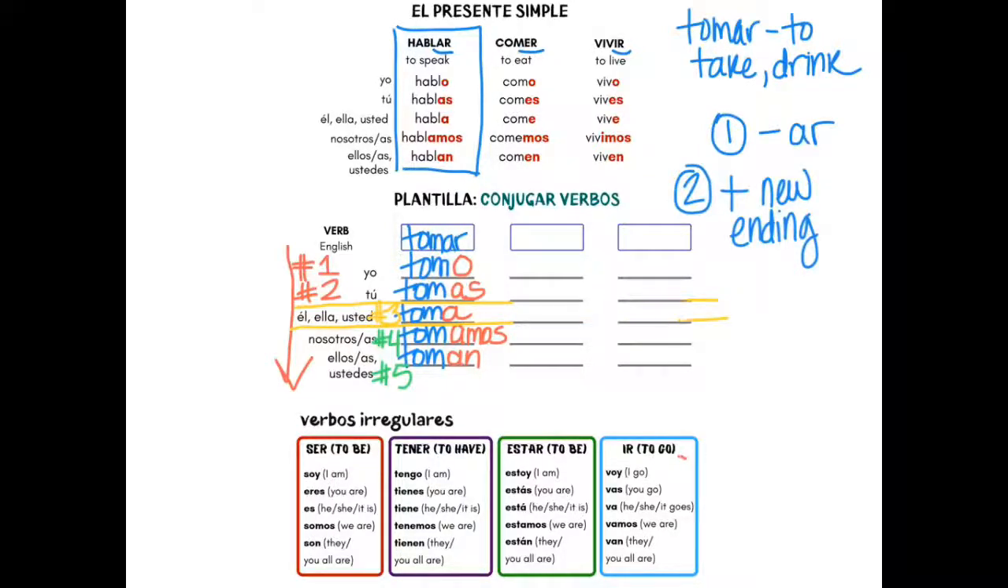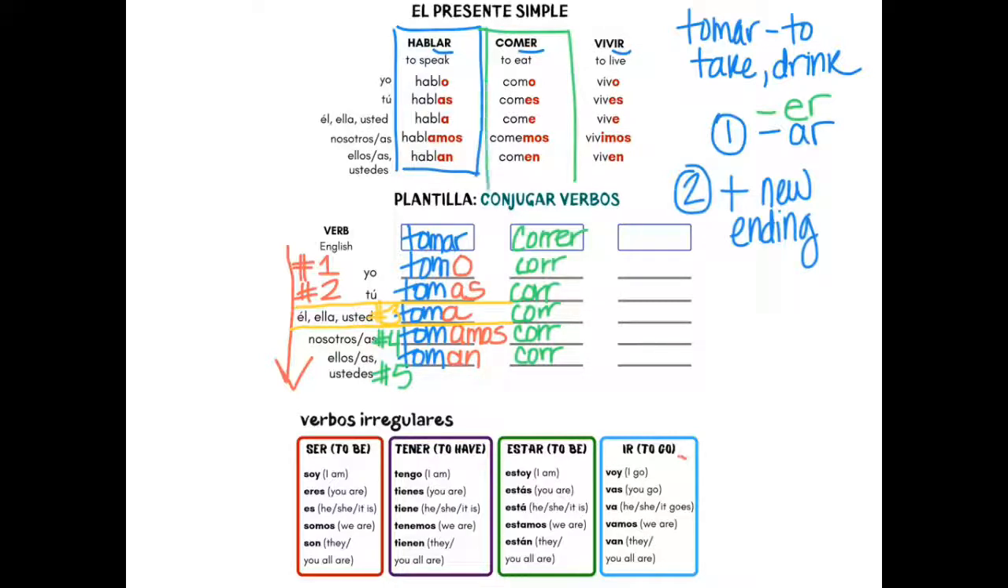Now just to practice, I'm going to show you 2 more common regular verbs. And how about we do correr, which means to run. So again, I'm going to take off my ending. My ending is now an ER, but I'm still going to take off the ending, and I'm left with the stem, my root, cor.